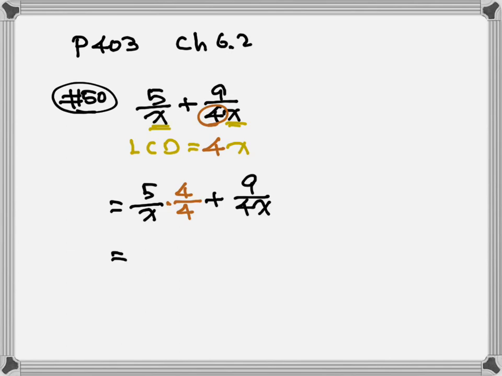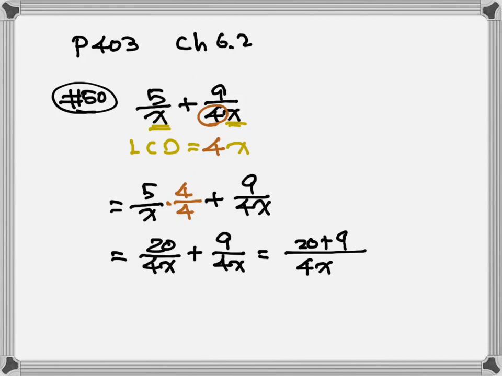So let's go back to the first fraction. I'll multiply top times top. So it'll be 20 over 4x plus 9 over 4x. Now the denominators are the same. You write down one denominator, then you combine the numerators. So my answer will be 29 over 4x.